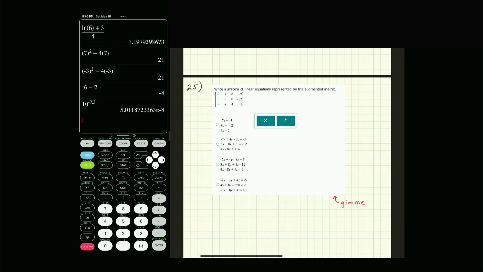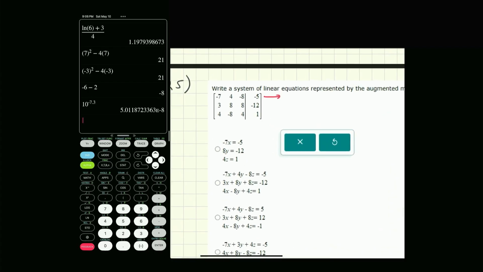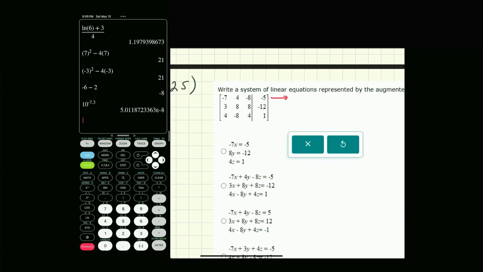In this problem, they want us to write a system of equations represented by the augmented matrix. So we're just pulling these numbers out and writing equations. Remember, this is x, the middle column is y, and the last column is z. So this first equation is negative 7x, positive 4y, minus 8z equals negative 5.